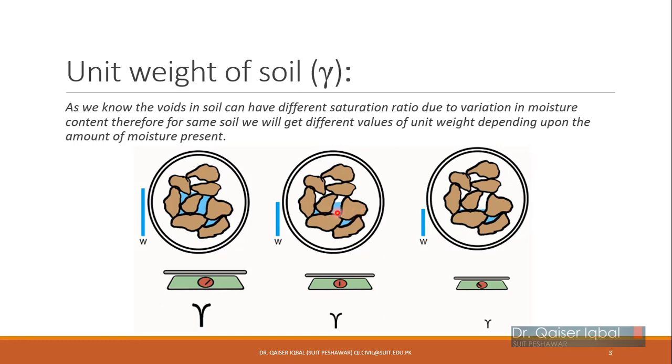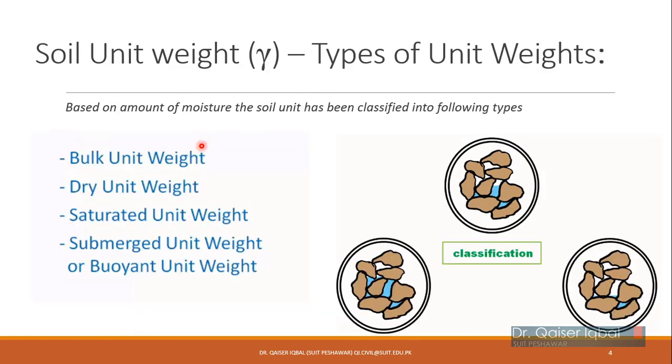Here you can see that the amount of water is reduced. Now the air does not have any weight, it has a volume but it does not have any weight. So in this case the unit weight will be slightly less compared to that one. And in the third case you can see the water amount is further reduced, so the weight will be further reduced but the volume is the same. So weight divided by volume, the unit weight will be further reduced. That is why we need to understand that the unit weight of the soil will be different at different moisture content, or in different saturation states of the soil.